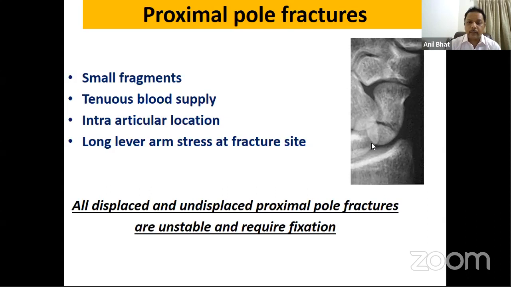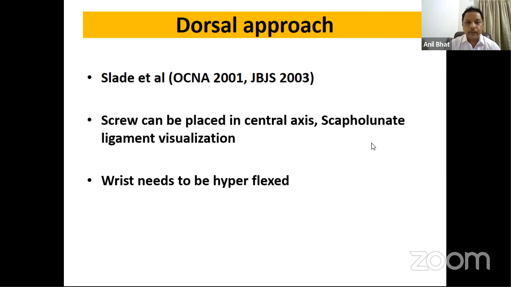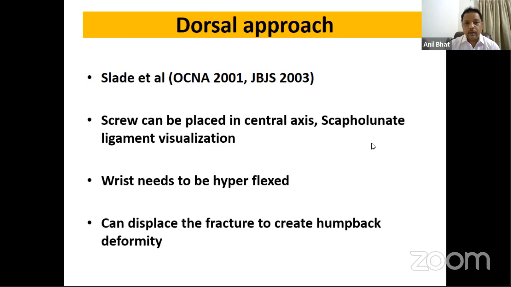Now, generally we try to approach it directly, which means the dorsal approach is a better one. And that's where the screw can be placed in the central axis, and you can visualize the scapholunate ligament. The only problem is the wrist needs to be hyperflexed for you to enter the guide wire there, which can displace the fracture site. It can be percutaneous or a mini open technique.